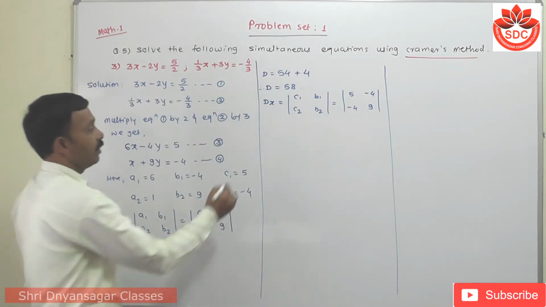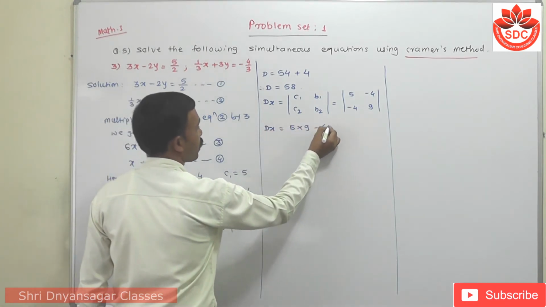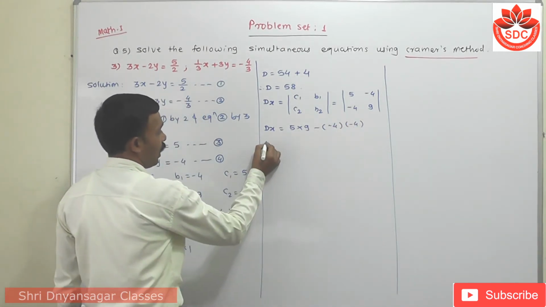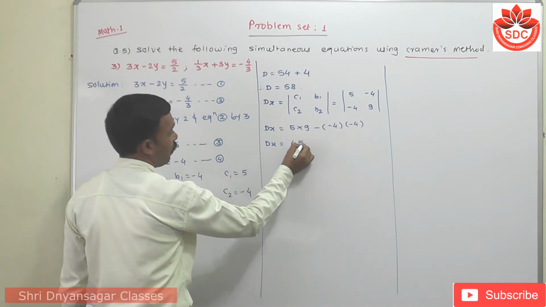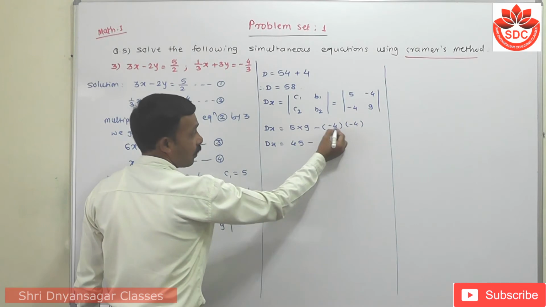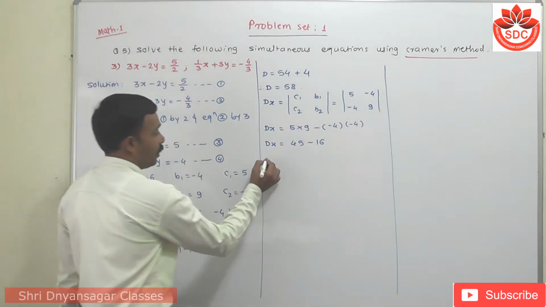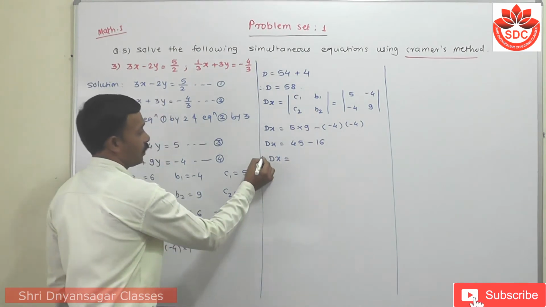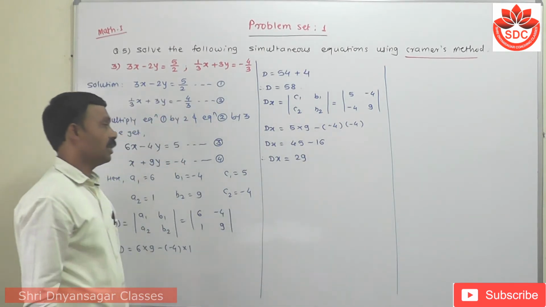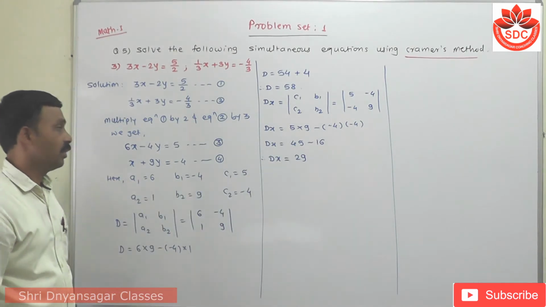Then the value of determinant of x is equals to 5 into 9 minus -4 into -4. So dx is equals to 9 5s are 45, minus minus plus plus, minus again minus, 4 4s are 16. Then dx is equals to, the subtraction becomes 29, and it gets the sign of the bigger number. Here the bigger number is 45, so their subtraction is 29.